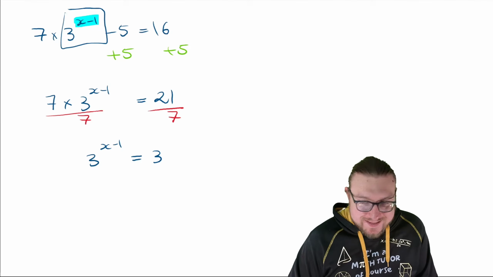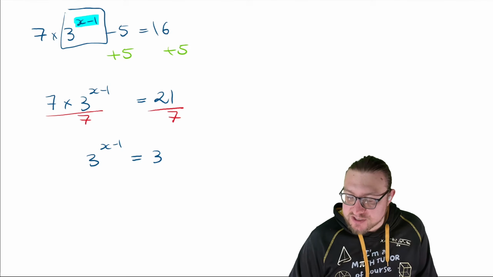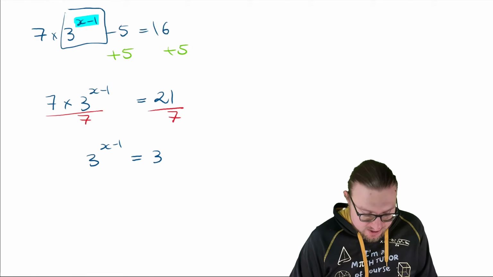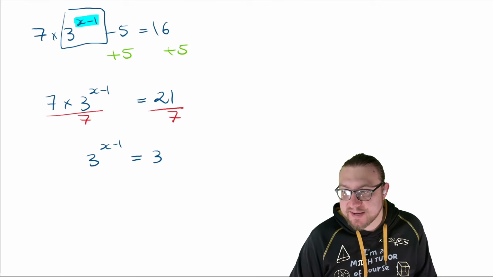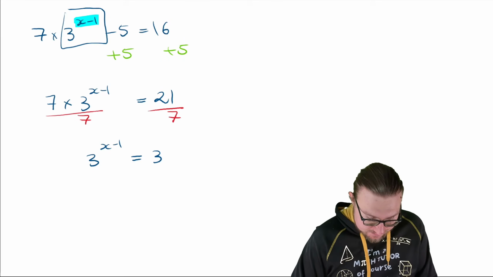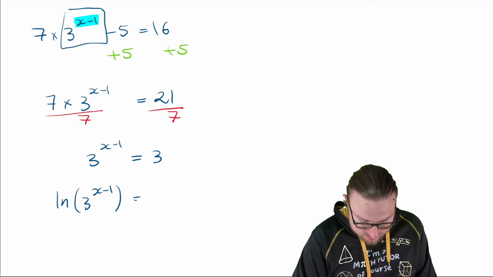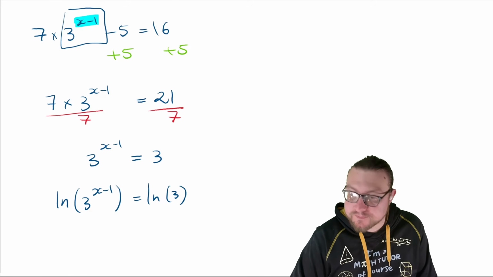Now, there is a little trick here that we're going to explore in just a second. But remember, you can solve all of these questions just by mindlessly doing our steps. We separated 3 to the x minus 1. Now what's the next step? Log on both sides. So we're going to have natural log of 3 to the x minus 1 is equal to natural log of 3.